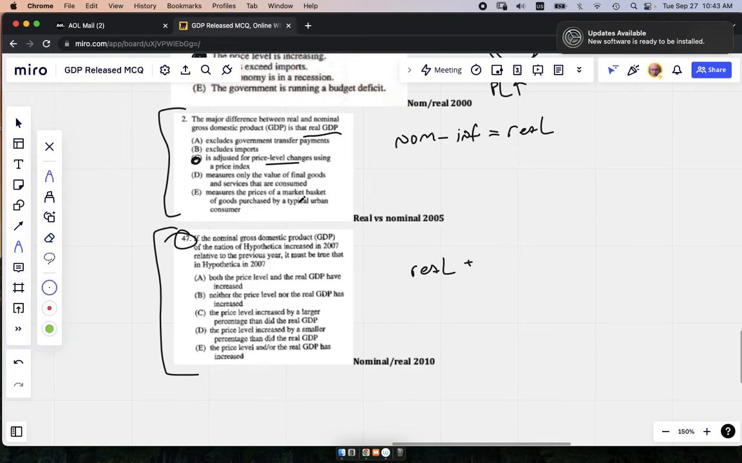All right. We should know, again, we can flip this around and say real plus inflation equals nominal. This kind of helps us with this question. If the nominal GDP of the nation increases relative to the previous year, it must be true that, well, anytime nominal numbers go up, we just assume the price level had to go up.